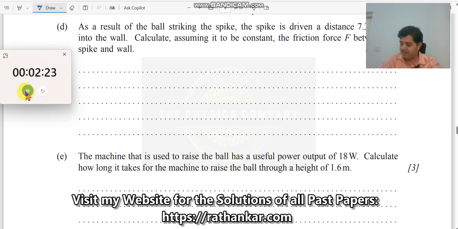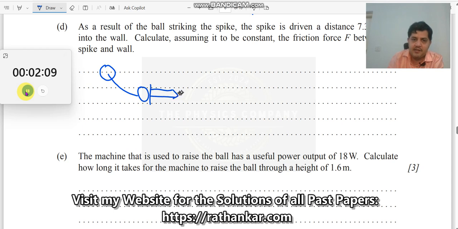Okay, question number D. Question number C we had already seen in the previous video. Now let us continue with this one. As a result of the ball striking the spike, what happened? You had the ball over here and it struck the spike, and as a result the spike went inside the wall like this.